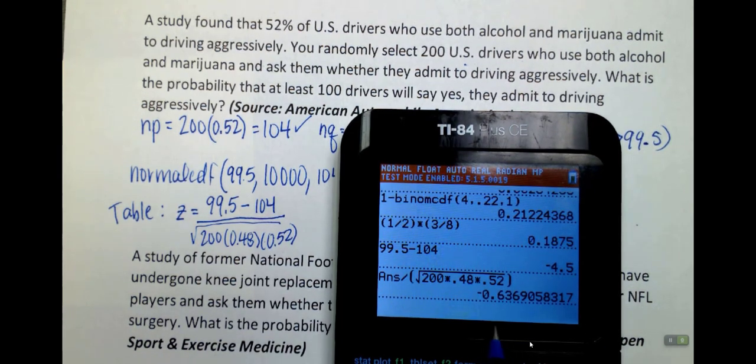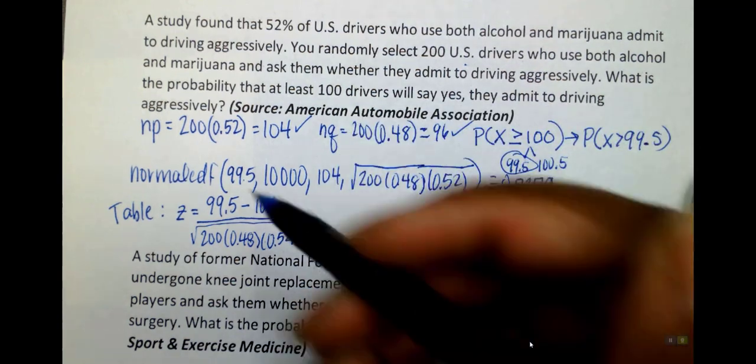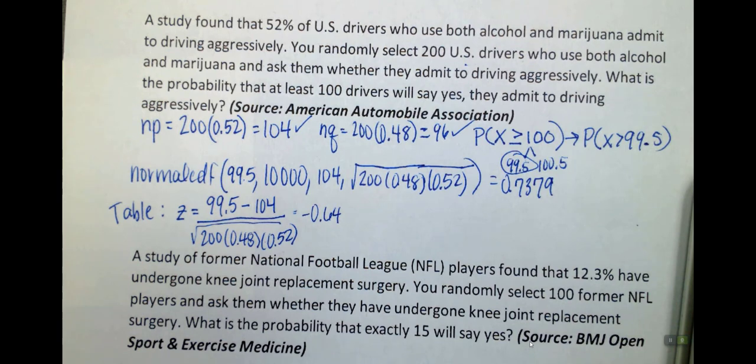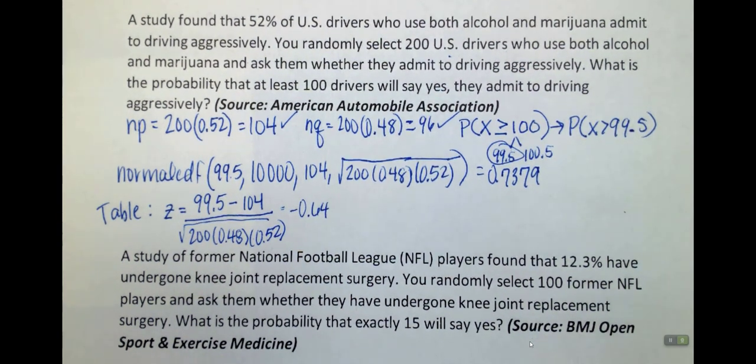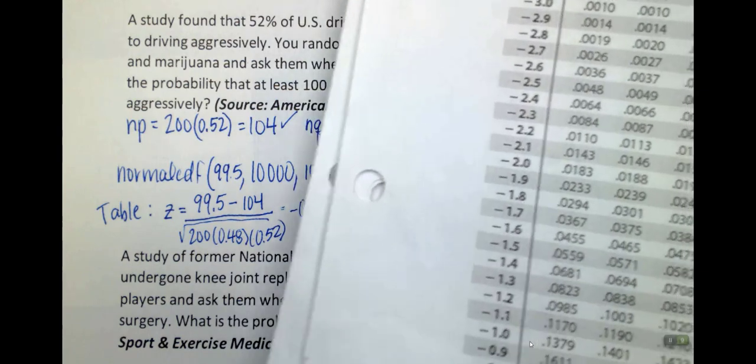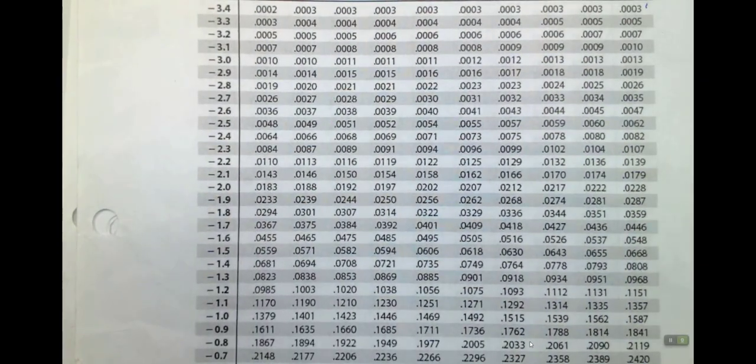So negative 0.64 is what we're going to be looking for on our table. Get my handy dandy table. Again, this is for those who are using the table. You don't have to do both. You can do calculator or table. You can learn both if you like, but just stick with the one and get proficient at it.